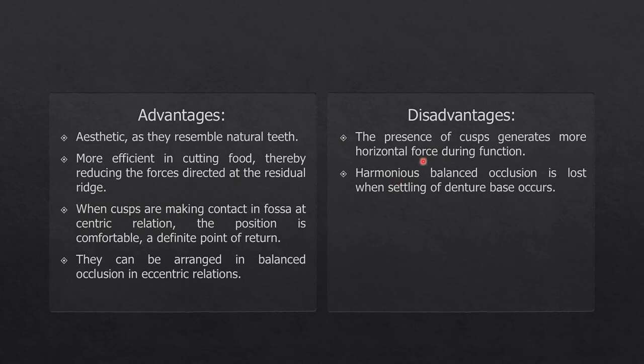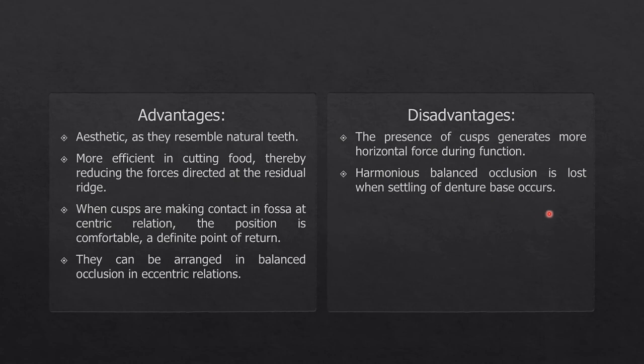But the disadvantages are that the presence of cusps generates more horizontal forces. And in cases of ridges with a short or knife-edge form, or with flabby tissue, this will result in instability of the denture and trauma to the tissues. Second, harmonious balanced occlusion is lost when settling of the denture base occurs.